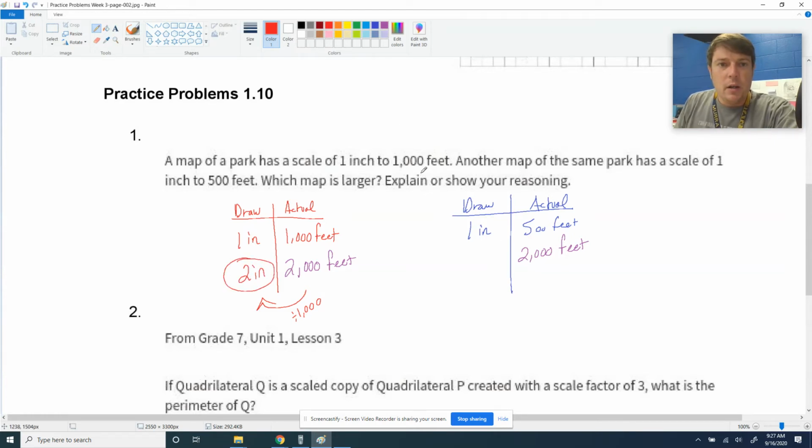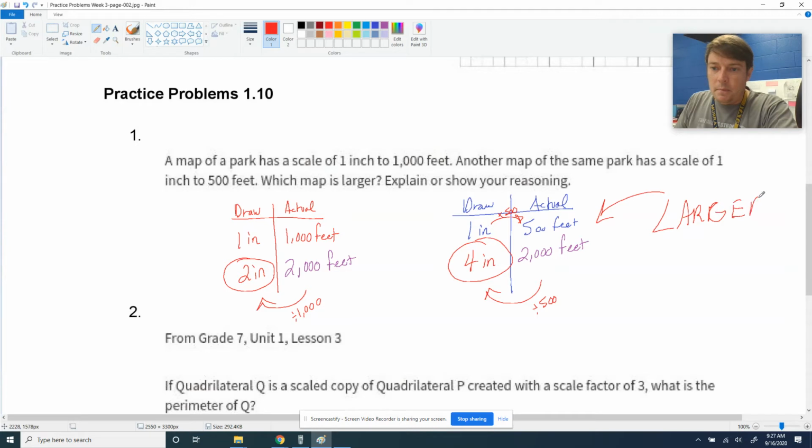Now over here, your scale factor is different because they're multiplying by 500 to get over. Therefore, they're dividing by 500 to get on the other side. So when you take 2,000 and divide by 500, that's 500, 1,000, 1,500, 2,000, which is 4 inches long. And last I checked, 4 inches is longer on a map than 2 inches. So this one over here would be the larger map, because the drawing would be twice as big, since you're cutting it every 500 feet into an inch instead of every 1,000 into an inch.